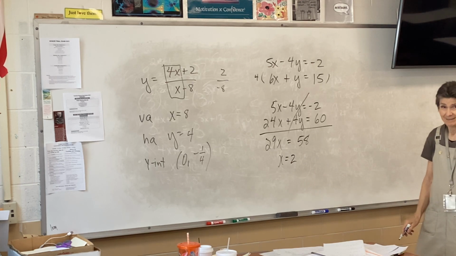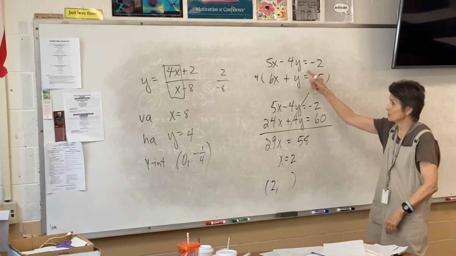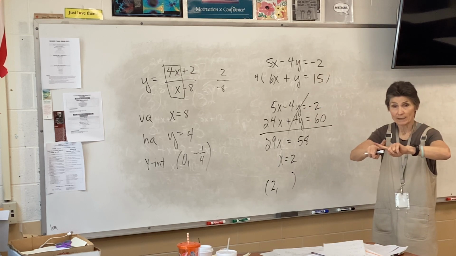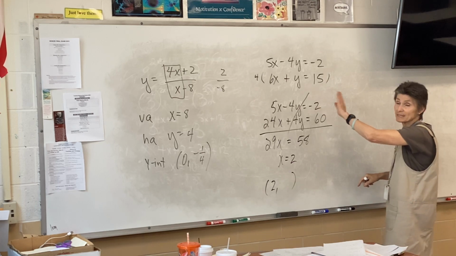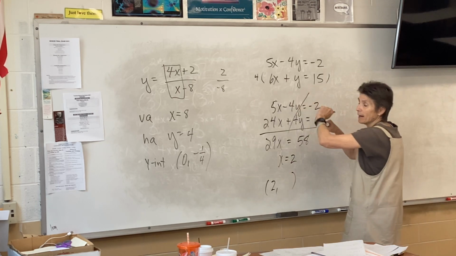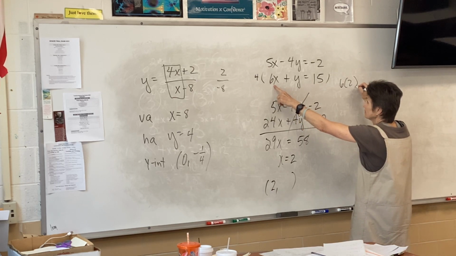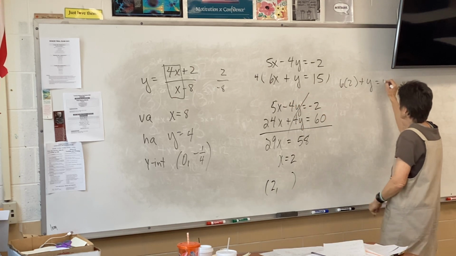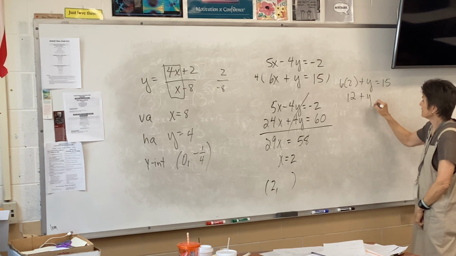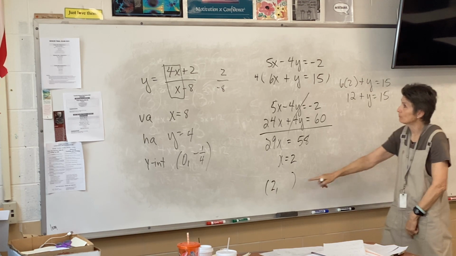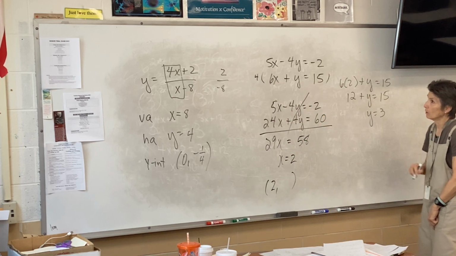Now we're not done. That's my x. My x is 2. These two lines are crossing at a point. The x coordinate is 2. So now I'm going to go back up to either equation. I think I'll use the bottom one. And 6 times 2 plus y equals 15. So 12 plus y equals 15. I just put in 2 for my x. And it looks like y has to equal 3.